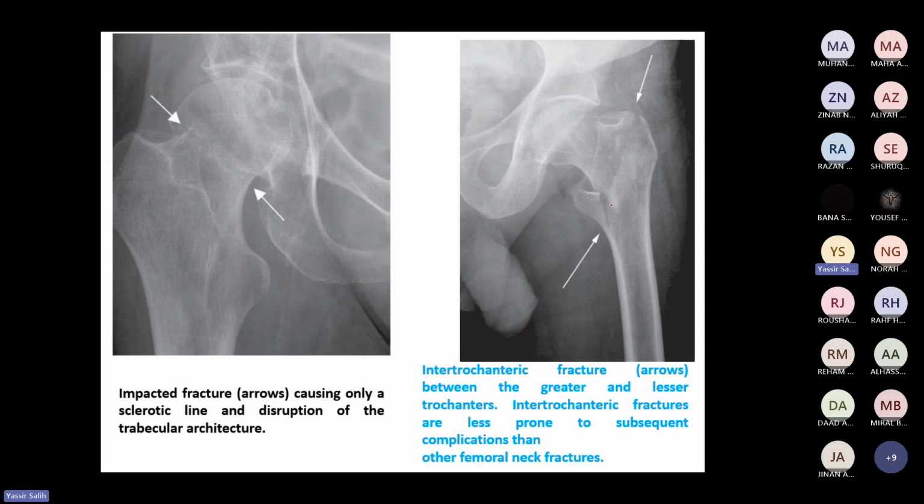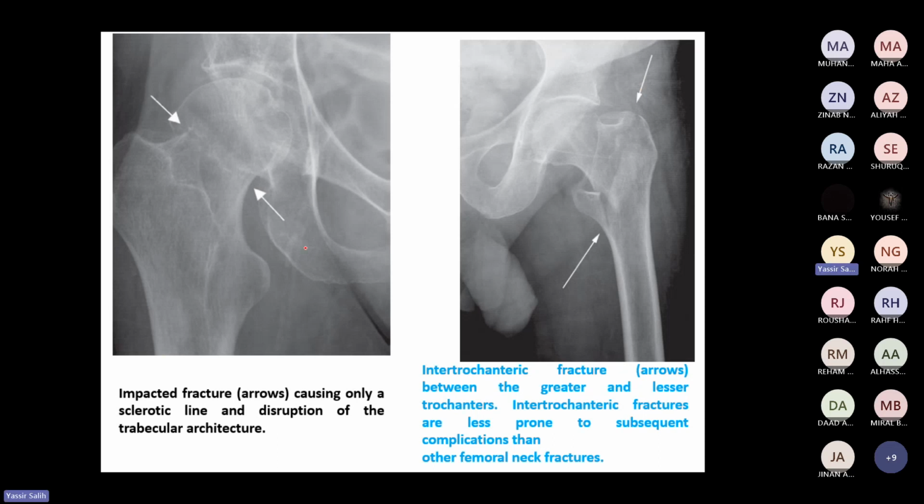What is this type of fracture? It is running from the greater to the lesser trochanter, between the two trochanters. They call it intertrochanteric. Yes, intertrochanteric fracture. This is the intertrochanteric fracture between the greater and lesser trochanters.